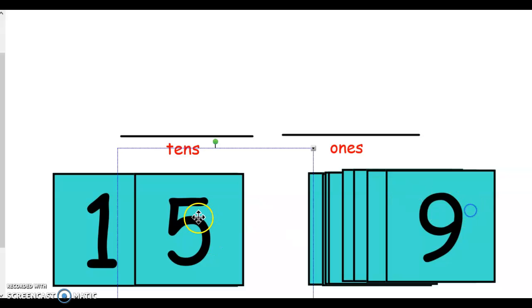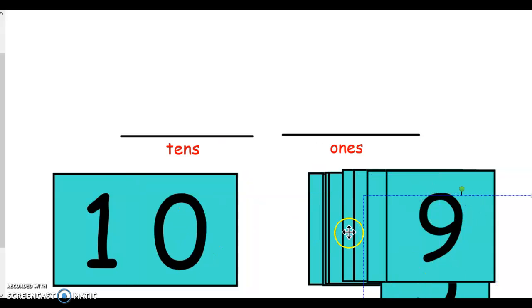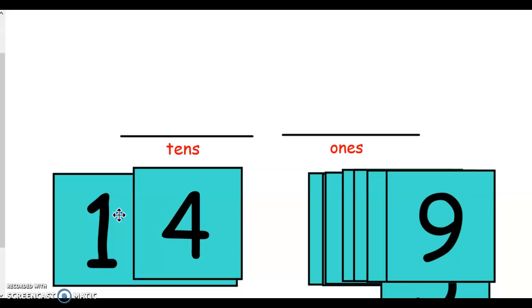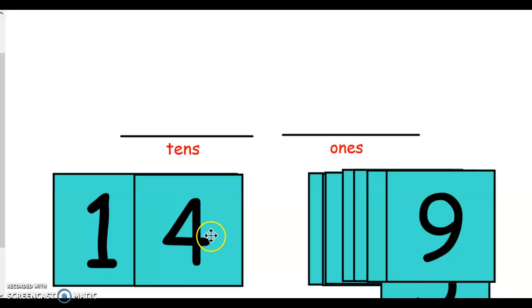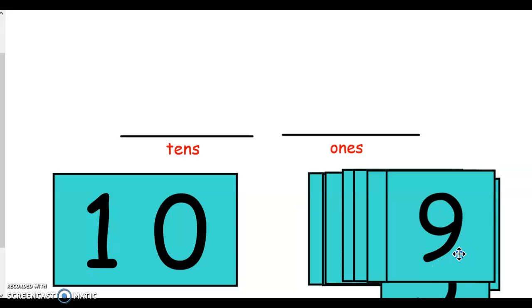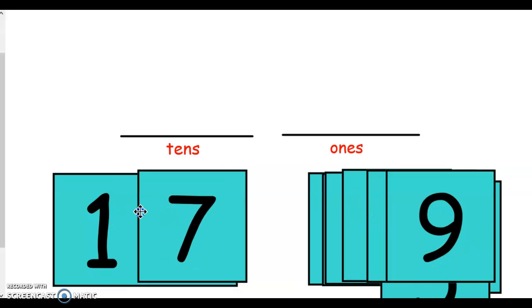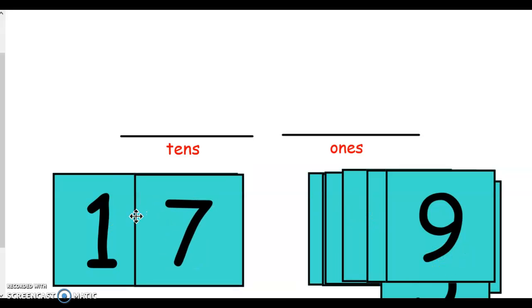Okay, I'm going to put this one off to the side because we're done with it. Let's pull another one. 4. 1 ten and 4 extra ones. What number is that? 14. Good, we're going to go a little faster. What number is this? Everybody say it. 17. Good. How many 10s? 1. How many 1s? 7. Good. Let's do another one.